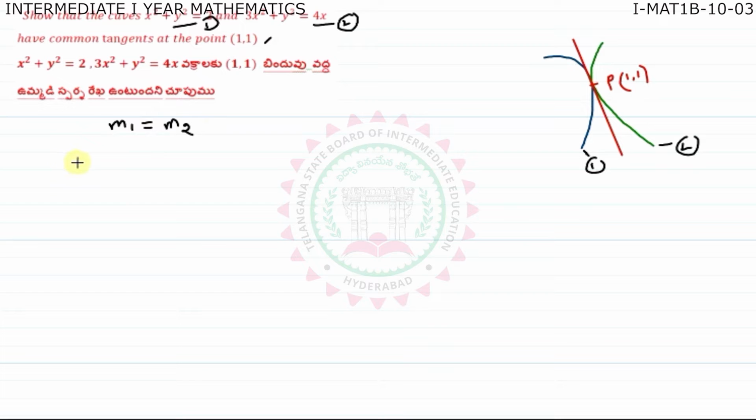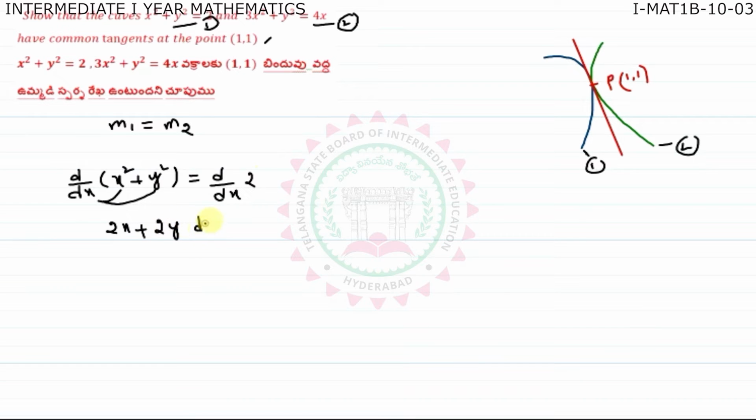So for that, differentiate curve 1 with respect to x on both sides. d by dx of x square plus y square is equal to d by dx of 2. Again, x square derivative is 2x plus y square derivative is 2y into dy by dx.